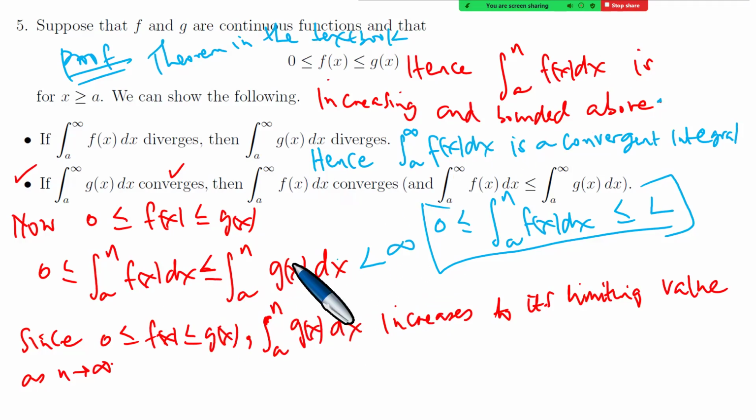Hence, this creates an inequality like this, which means that now the integral from a to n of f of x dx is increasing and bounded above also. And hence, this integral here of a to infinity is a convergent integral. That's what we want, that this converges. And this integral is the case. Okay, because g is convergent, but f is less than or equal to g.